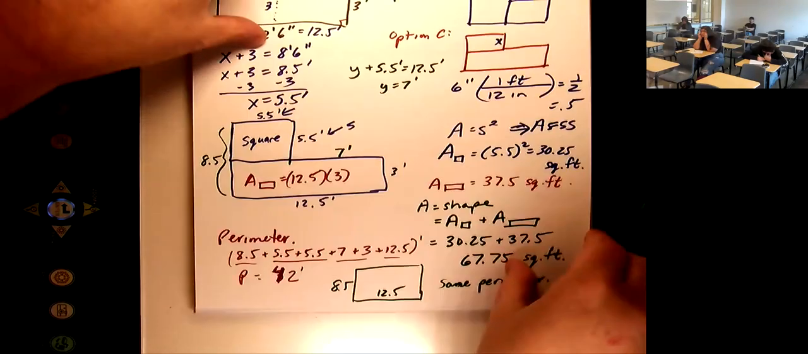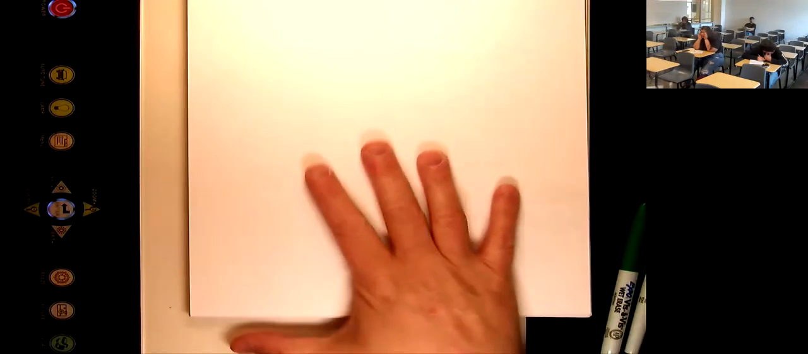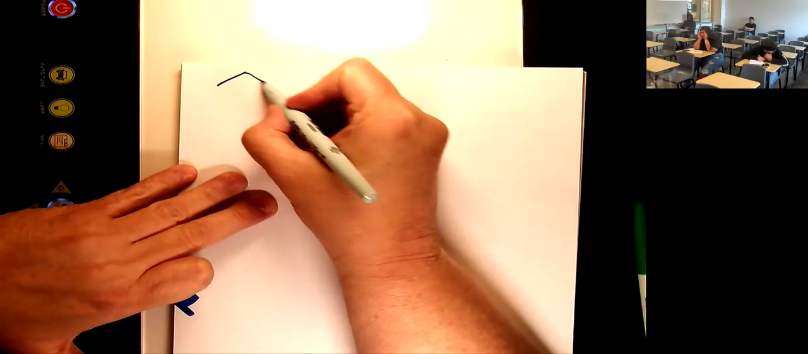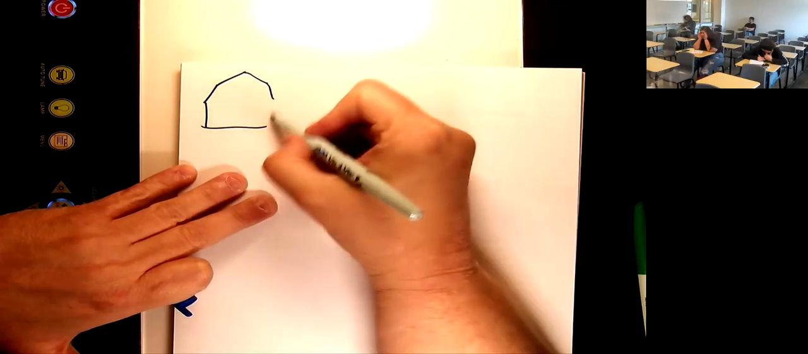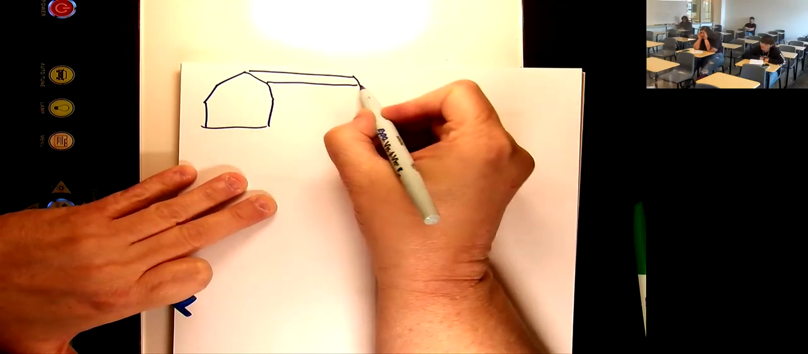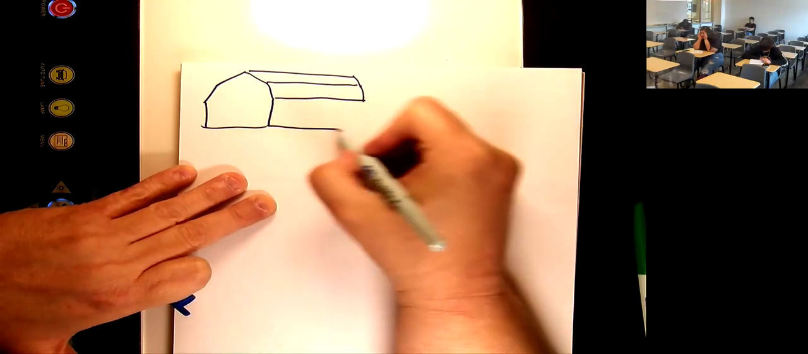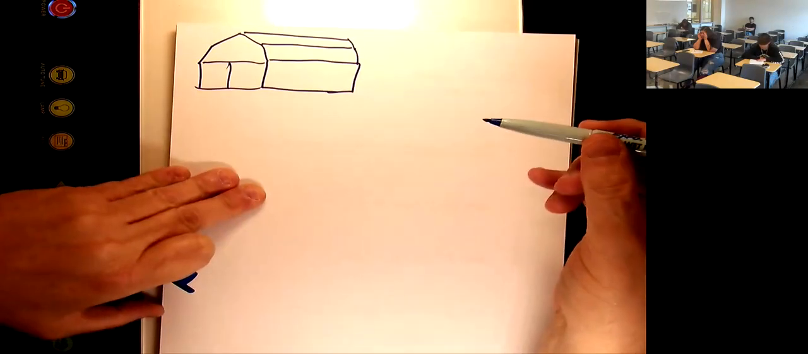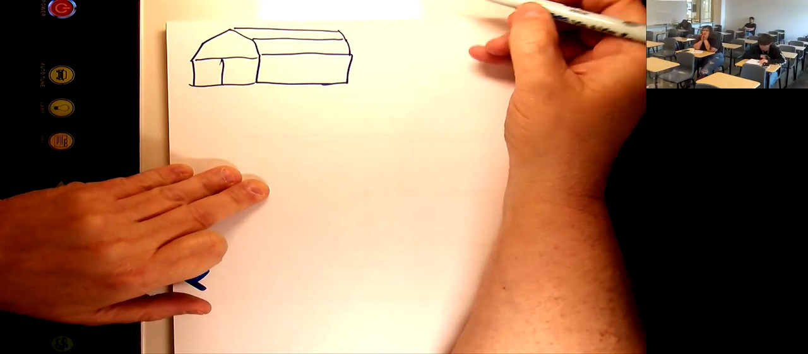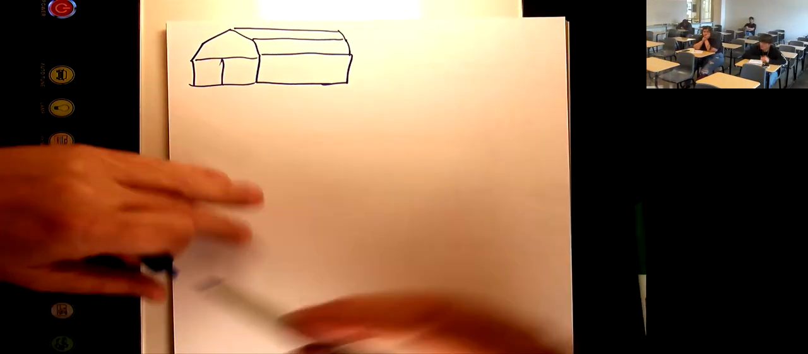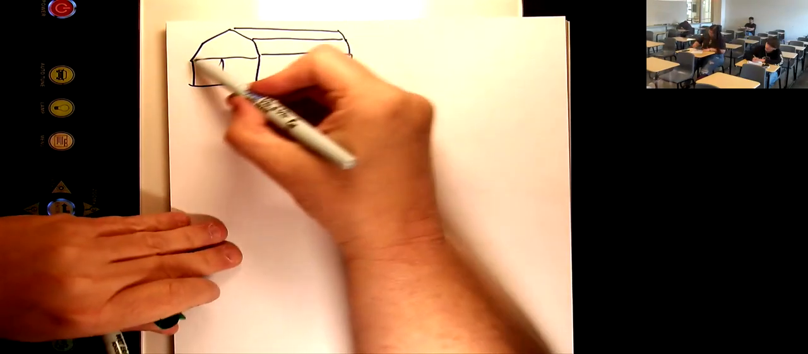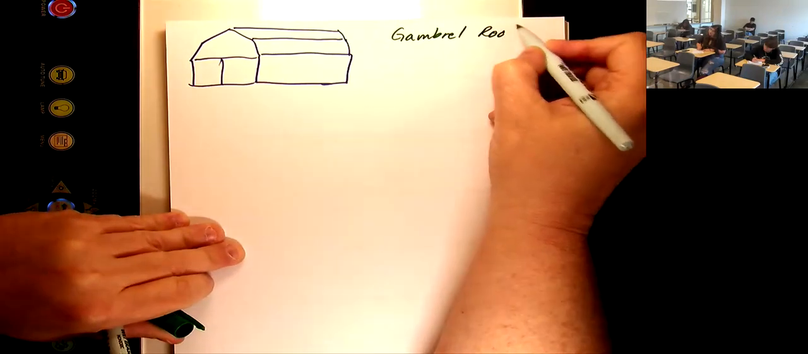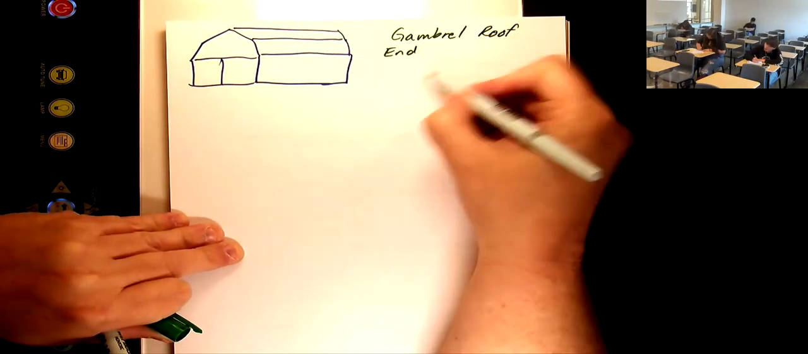All right, let's take a look at another one. You all have seen barns. Good barn. Those are doors. This is called a gambrel roof. The shape of this roof is called a gambrel roof. And the end of it has the shape that looks like this.